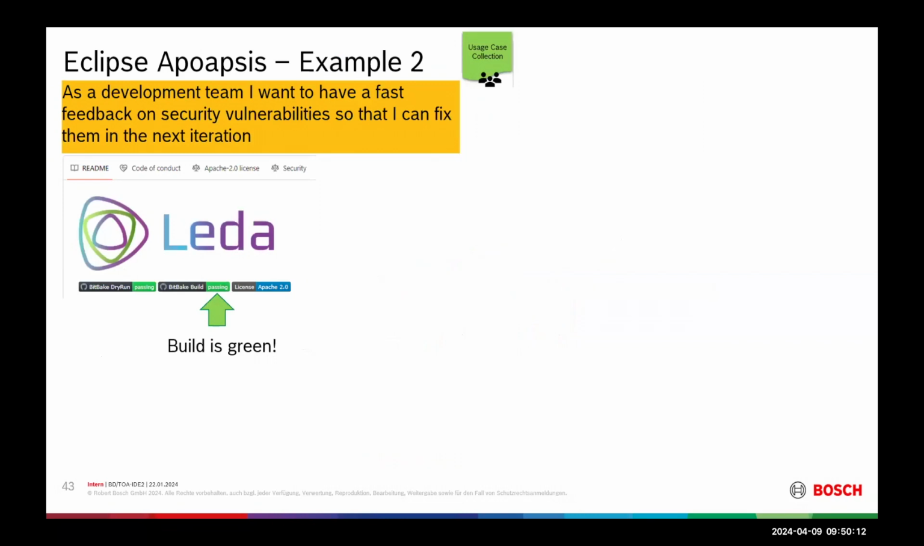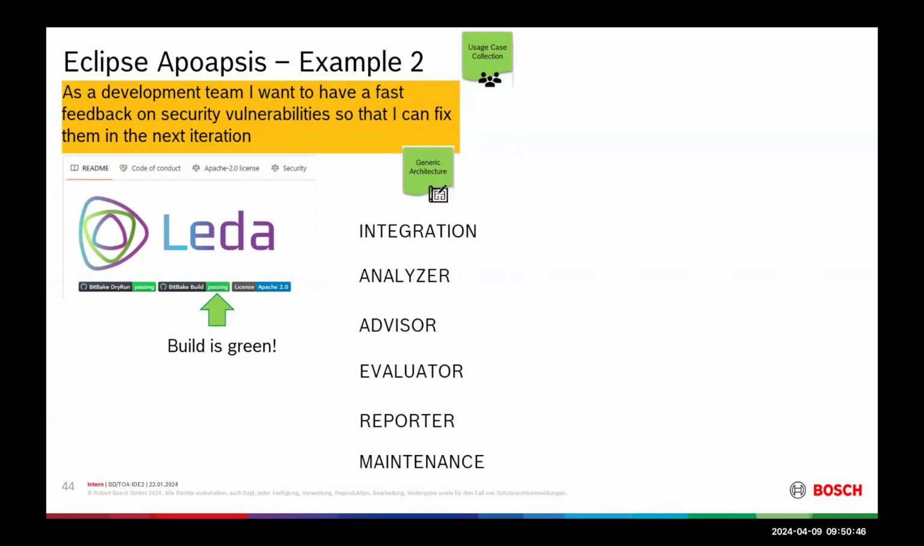Now to example 2. So now as a development team, I don't want to know about all the others, so I concentrate on my project. Here I took the Eclipse LiDAR. LiDAR is a meta layer for BitBake Yocto that can help you to build an embedded IoT Linux. And here the use case would be, I want to have fast feedback on security vulnerabilities so that I can fix them, right? And ideally, I want to have this as feedback directly in my build system.